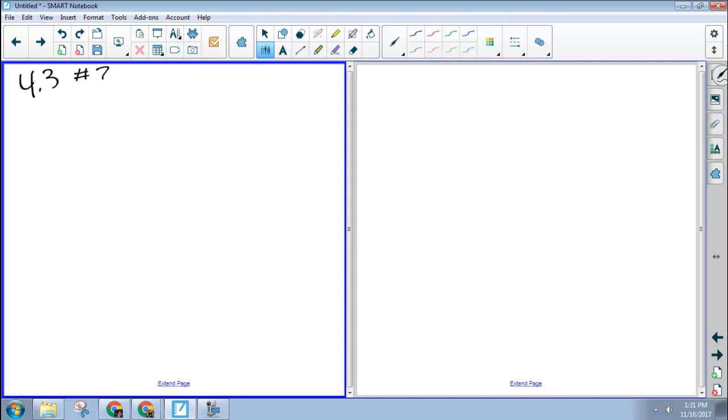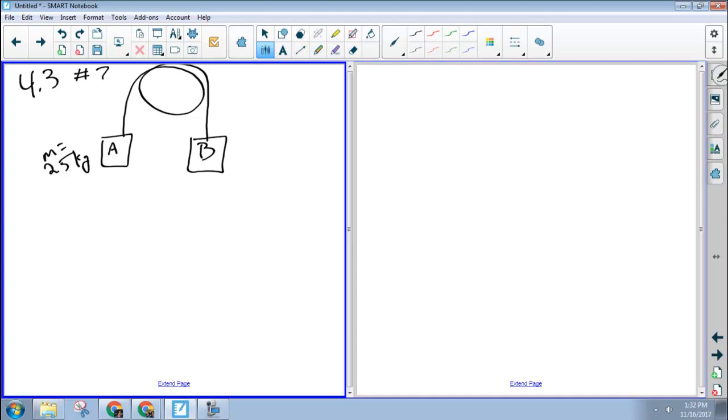All right, so in this problem, you've got these two weights hanging from a pulley. One of the weights, I think it's mass A, has a mass of 2.5 kilograms. It's tied to a rope. The rope goes over a big fat pulley, and then on the other side, we've got mass B, which has a mass of 3.5 kilograms.